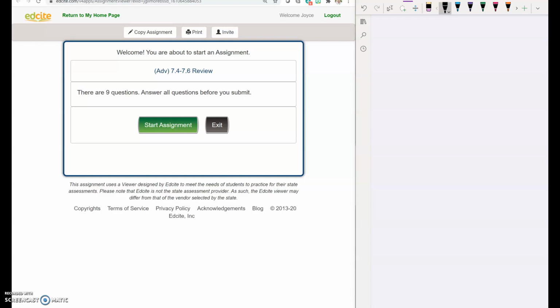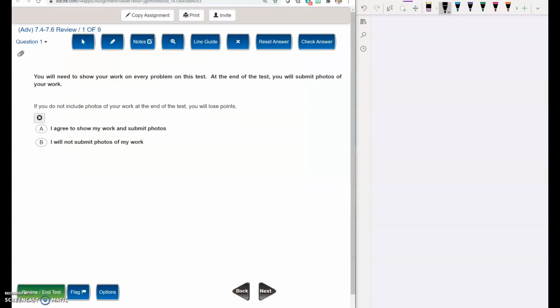Today we're going over the 7.4 to 7.6 review. The first question is just in here to make sure that you all understand that you need to show your work on every single problem, and at the end of the test you will submit photos of your work. And you just have to click yes, I agree to show my work and submit photos.